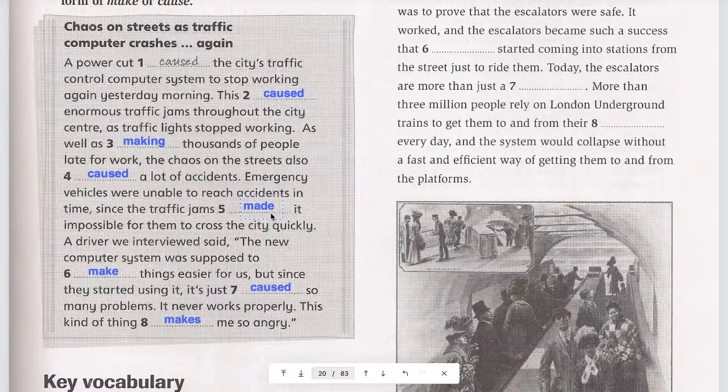Okay? So based on this structure, we know we have to use make. Now, the next question is why do we need to use made, not make? Why? Since the traffic jams? Because of that? Because it's in the past. Why do we know it's in the past? Yeah, yesterday morning, still the same day. Do you think this happened another day? No, right?